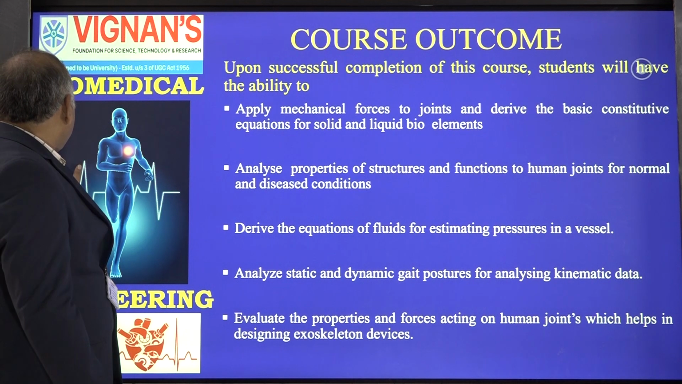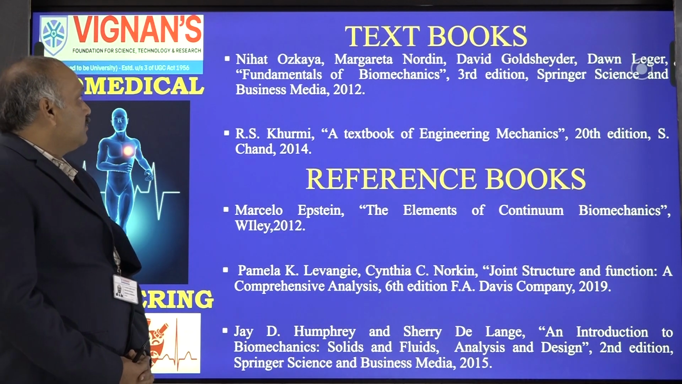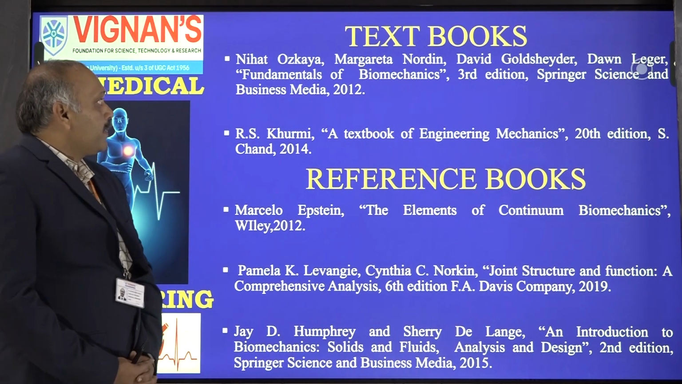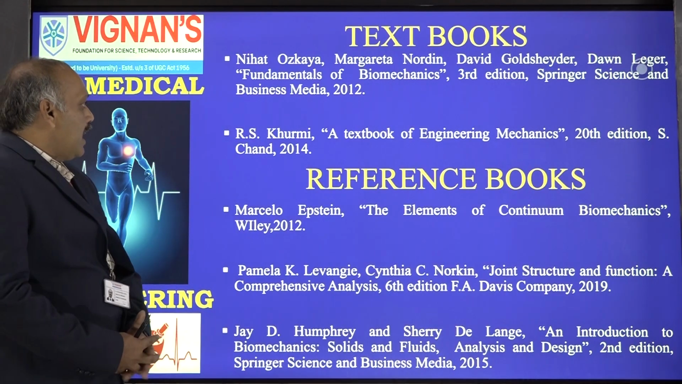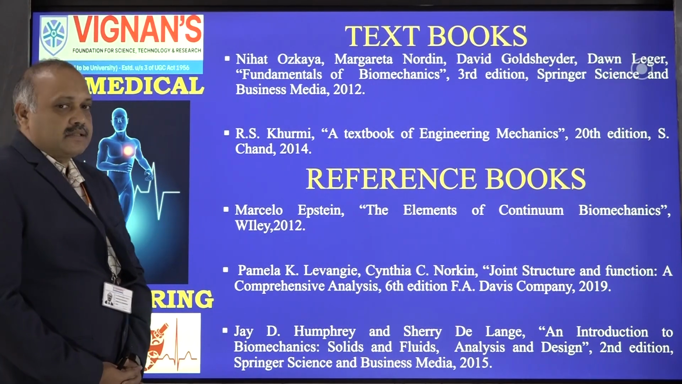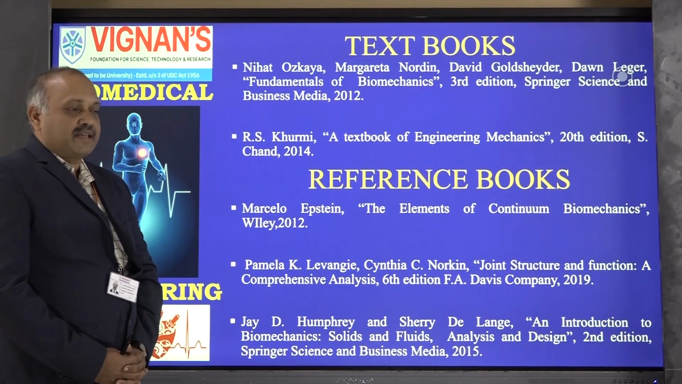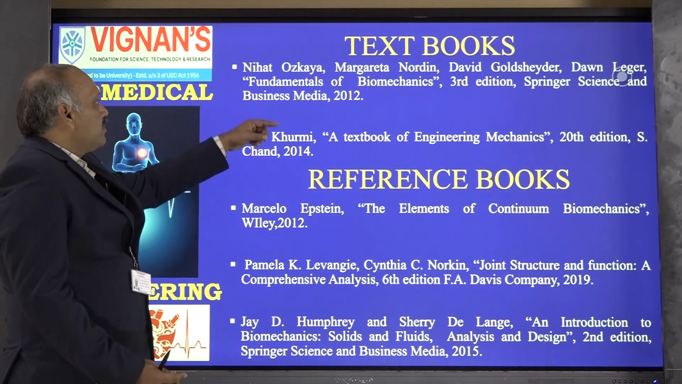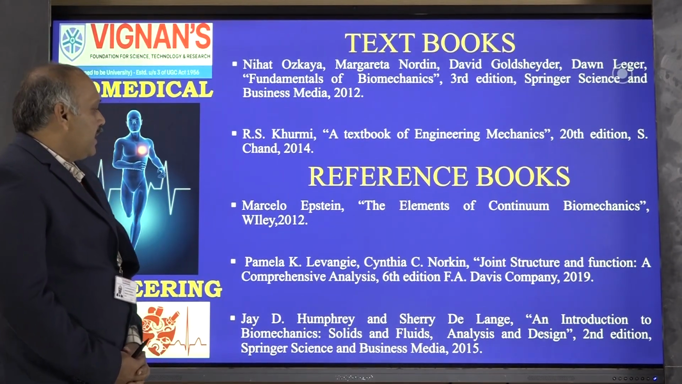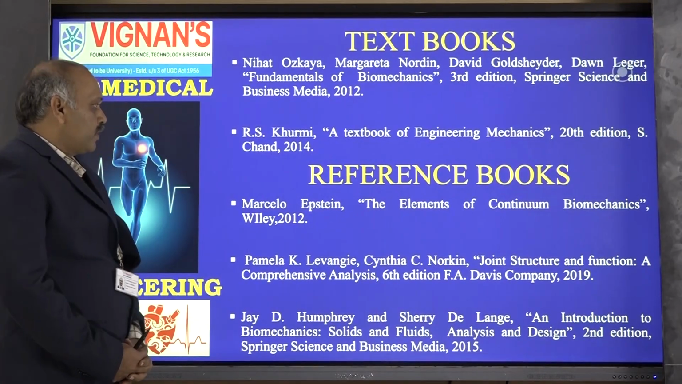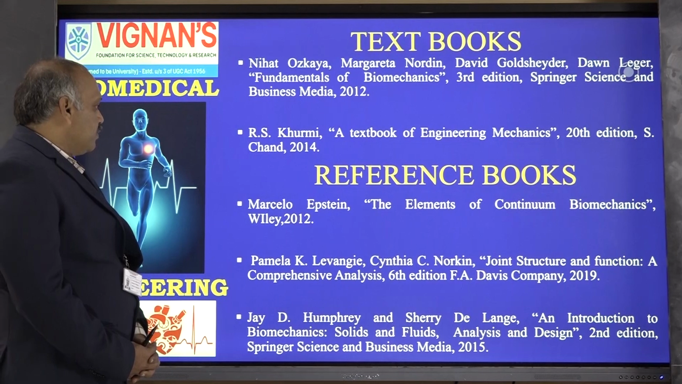So these are the course outcomes, and here are the textbooks and reference books. Nihat Ozkaya is the main textbook for this course, and the second textbook is R.S. Khurmi, a textbook of engineering mechanics. This is the basic textbook which deals only with the principles of mechanics. From the first one, you are going to get information regarding the biomechanics perspective, and the remaining three are reference books. We are going to refer to particular concepts from these books.